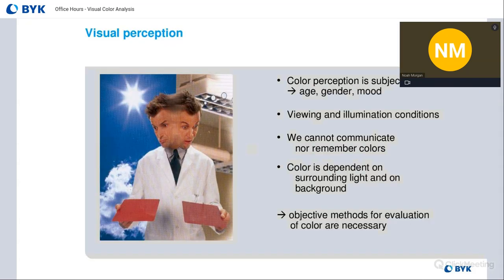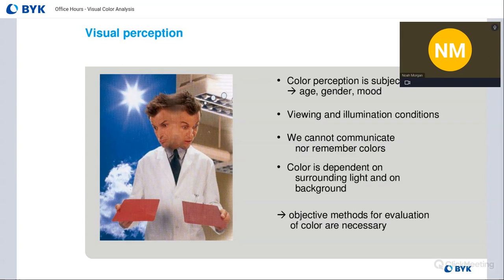And so this is important because a lot of different variables happen when we're looking at colors. Our perception is subjective, so it can change based off of our age, our gender, our mood. A lot of times when people are angry, they say, I see red. Or if someone's sad, they say, I'm feeling blue. So that's an example of how we can change how we're seeing something based off of how we're feeling. And you also have to remember viewing and illumination conditions could affect how we're seeing something. Depending on the type of light, where the light's coming from, this could all affect how we're seeing something.